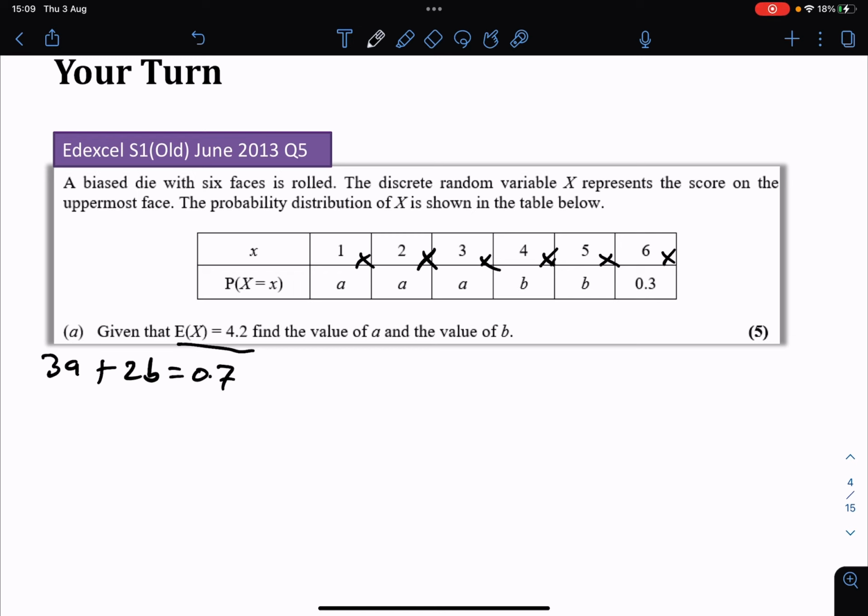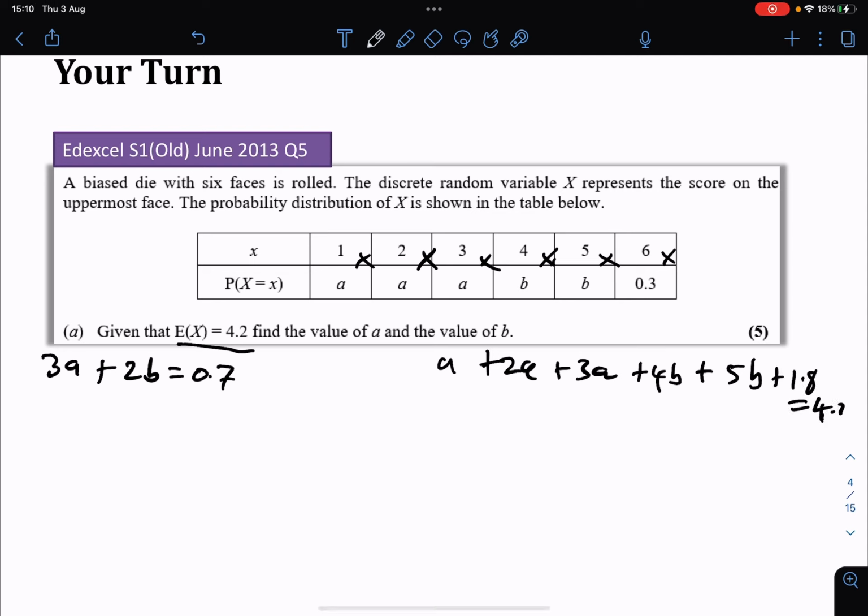Now let's do the algebra. So we've got a plus 2a plus 3a and 4b, 5b, and 1.8. Wow, this is some algebra, right? Let's try and solve this standard equation then. That's going to be 6a and 9b. It's going to be 2.4.